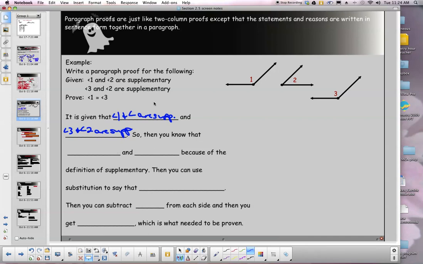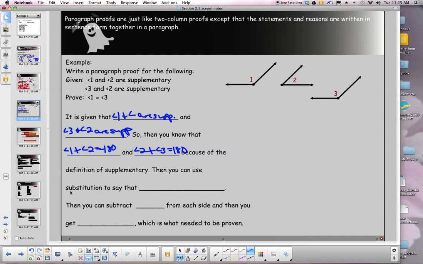Okay, what do we know? That if 1 and 2 are supplementary and 2 and 3 are supplementary, then we know that angle 1 plus angle 2 equals 180, and we know that angle 2 plus angle 3 equals 180. That's because of the definition of supplementary. Again, we have a statement and a reason in our sentence. It's just written together instead of in the two columns. Okay. Then we go to the next one.